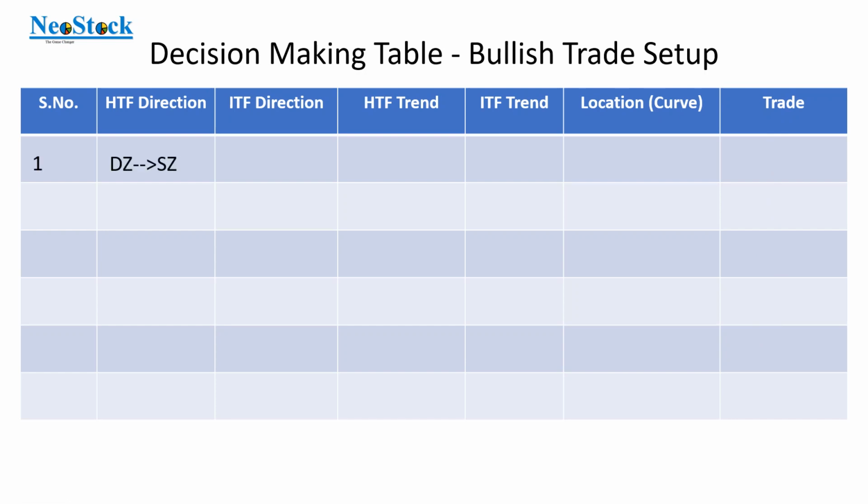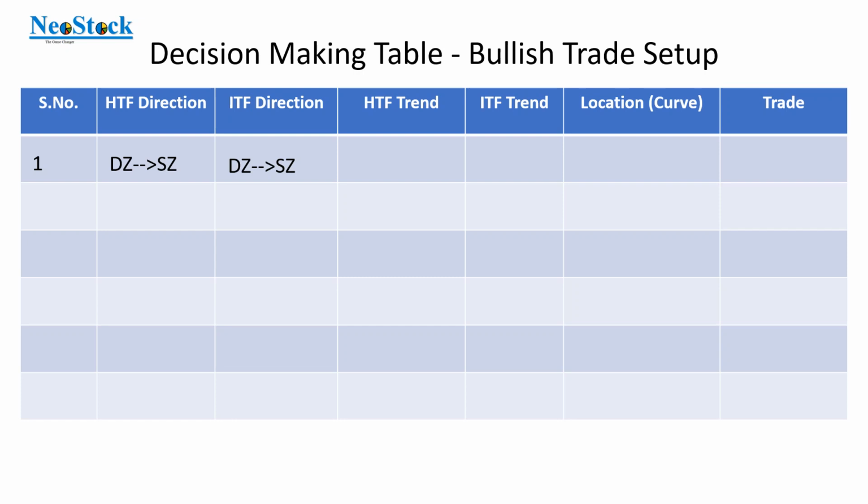Okay, let us look into the first scenario. Currently the HTF price direction is demand zone to supply zone, and ITF is also demand zone to supply zone. So it is excellent, this is the topmost fine grade quality scenario. If HTF price direction is demand zone to supply zone, and ITF price direction is also demand zone to supply zone, I can say this is a fine grade quality.